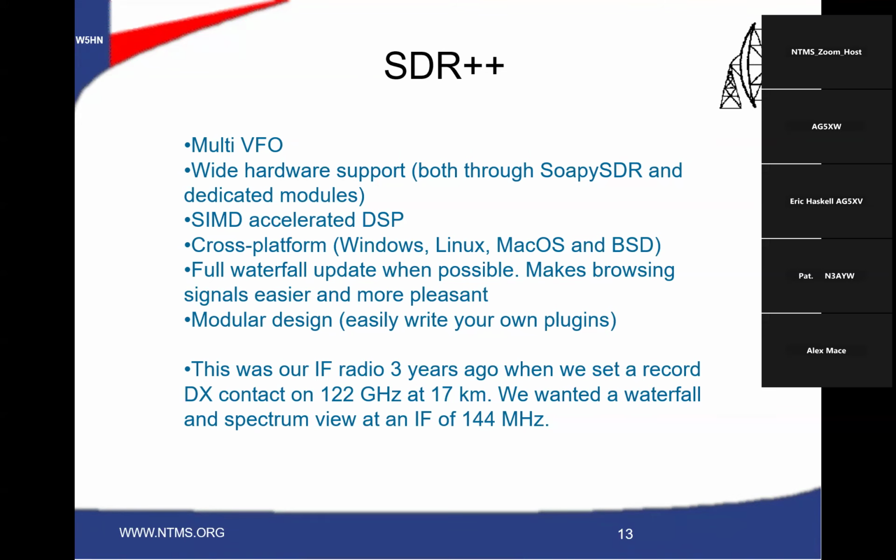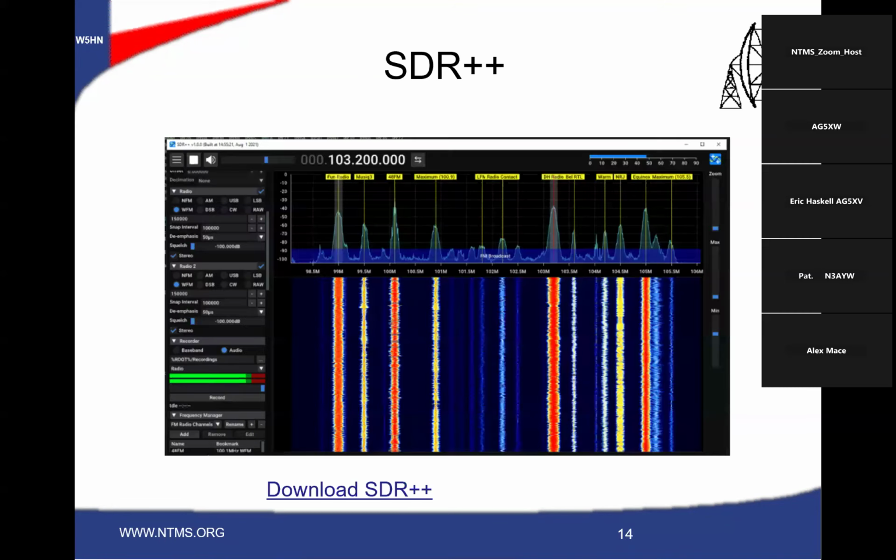So anyway, it's got multiple VFOs. It's available for all the operating systems. It's possible to write your own plugins. And here is a picture of it. This looks like the FM broadcast band being received. You can see options down the left-hand side. There is a common look to some of these clients, and it's because the underlying API is the same.